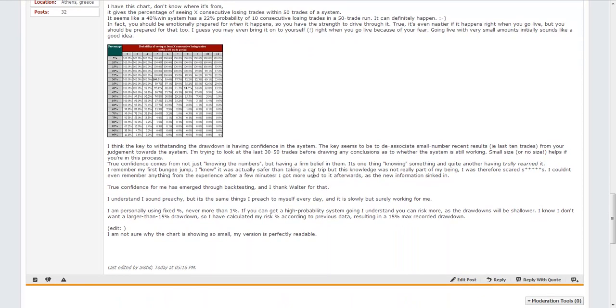Here's Aristides. He's saying right here: the key seems to be to deassociate small number recent results, like your last 10 trades. That is absolutely the key. There's no doubt about it.